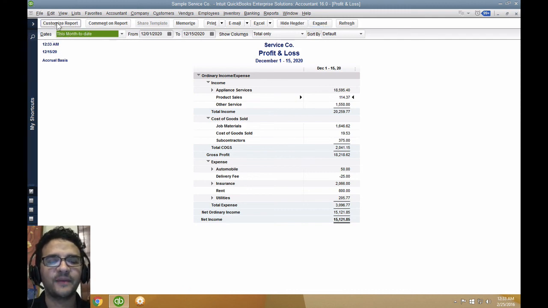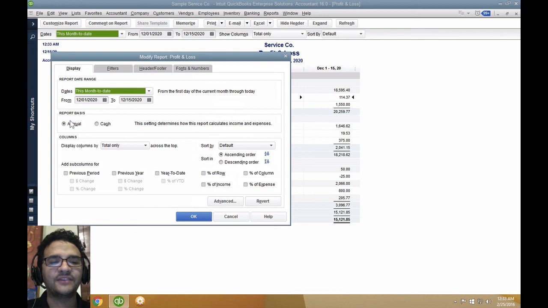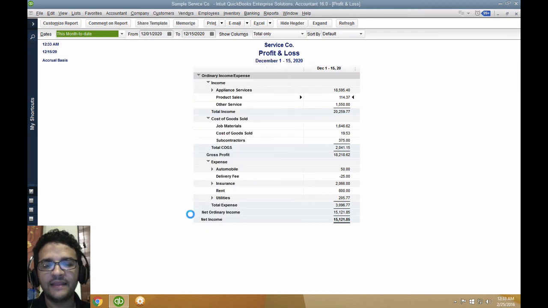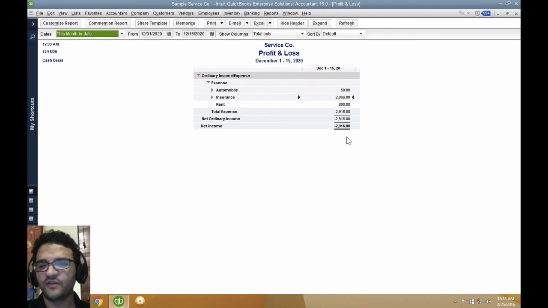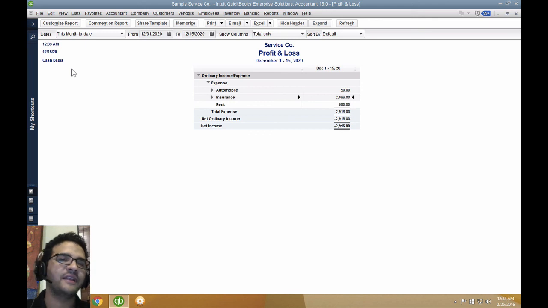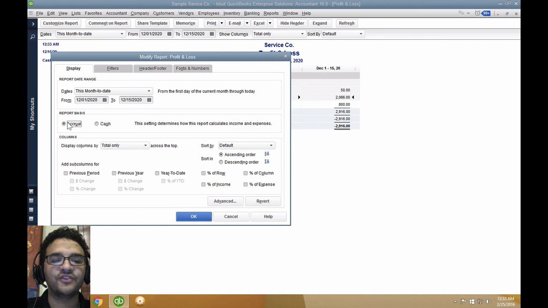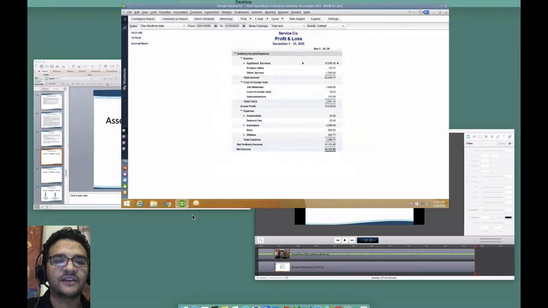So if I click on the customize report button at the top, I can actually change the report basis to anything that I want on the fly. So I can change it here to cash, and I'm going to go ahead and hit OK, and that will change my report to cash basis. Notice that the numbers are now very different. And this doesn't mean I changed the accounting method. It doesn't mean that I'm stuck doing one or the other. It basically means that I have the choice to switch from cash to accrual.